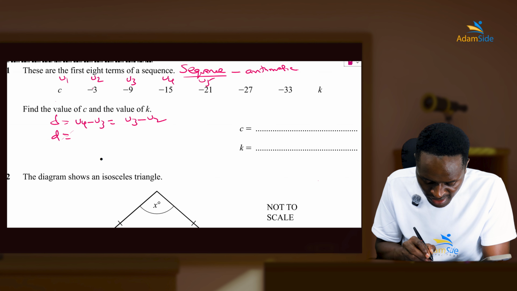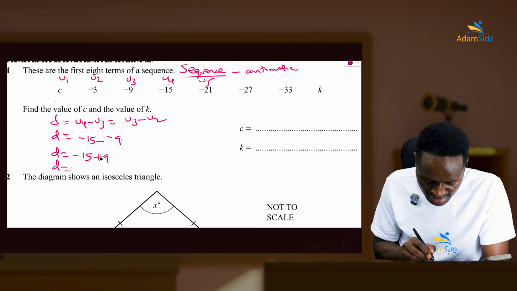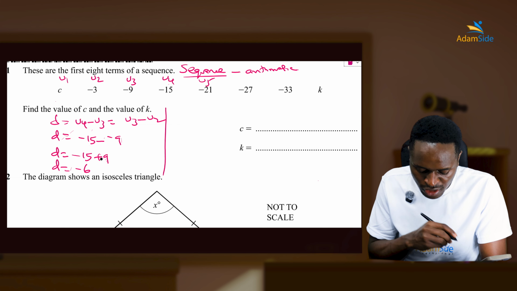So the difference is U4. What is our U4? Negative 15 minus 9. What do we get as the common difference? Negative 15 plus 9. So the common difference we get is negative 6. Correct. So we've got negative 6 as the common difference.